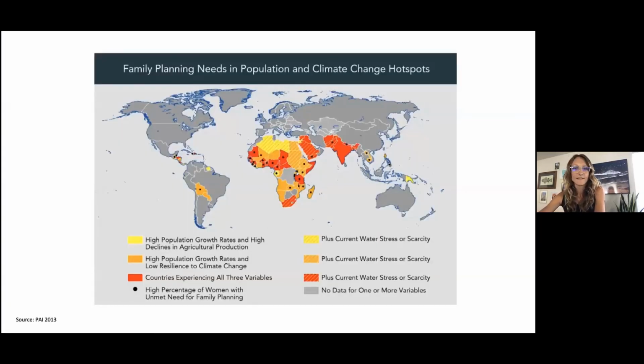And this is a little bit of an older map, but it's just kind of showing what we've been talking about, which is family planning needs compared to population growth and climate change hotspots. And as you can see, there's a very clear correlation between the three.